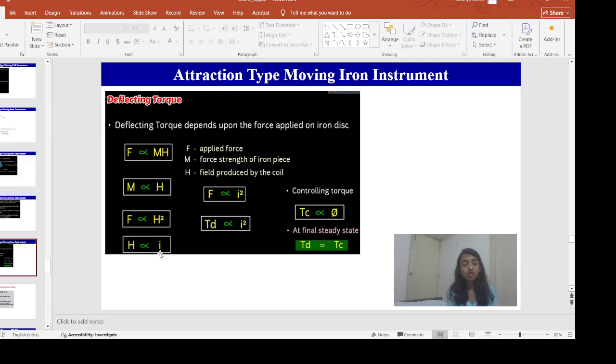That means the higher the electric current, the higher will be the magnetic field and the higher will be the force of attraction. So if H is directly proportional to I, from this relation we can write F is directly proportional to I square. The deflecting torque is force into displacement, so the deflecting torque is directly proportional to I square, since deflecting torque is directly proportional to force. And what about the controlling torque? Tc is directly proportional to phi. So at steady state, the deflecting torque is equal to the controlling torque.